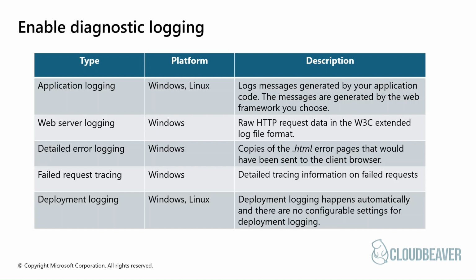Deployment logging: when a deployment happens and fails for Windows or Linux, you can track these logs by checking the deployment log files that are available, and these settings can also be configured in the platform.